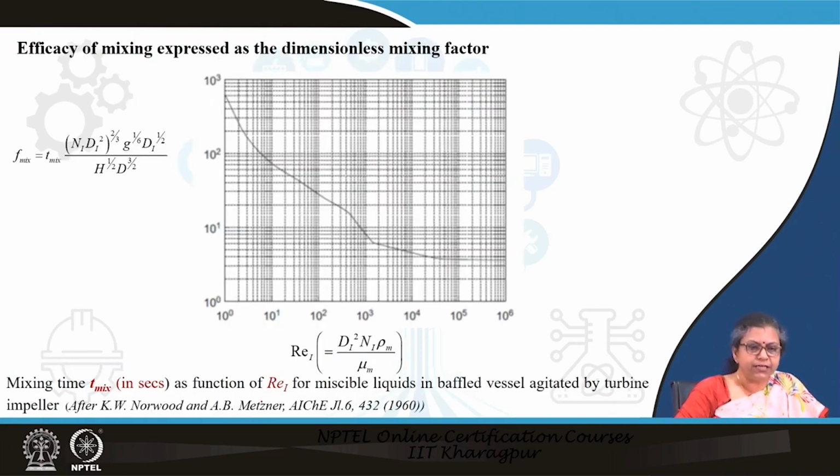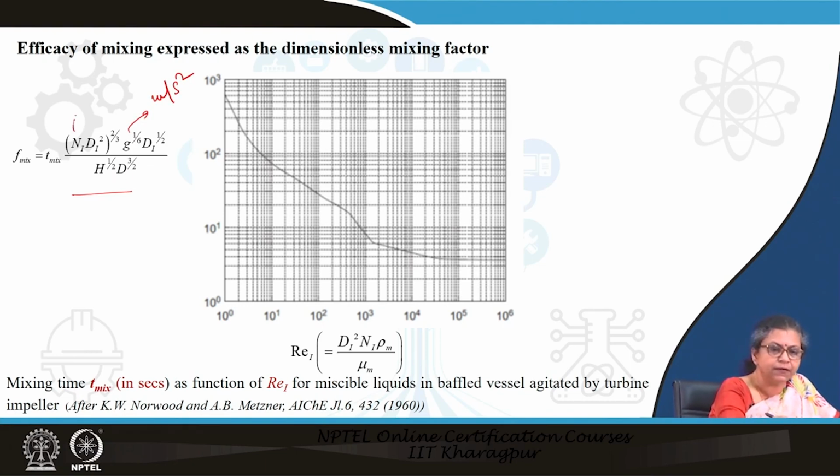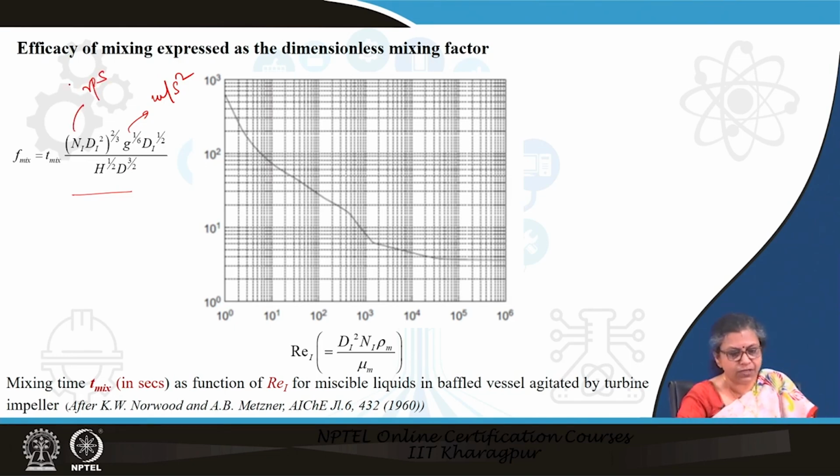Well, regarding the efficacy of mixing, again in this particular case you will find that it is expressed in terms of certain geometric parameters, and again for all these parameters the SI units have to be maintained. g is expressed in meters per second square, everything else is in meters, and this is in terms of RPS. So, from here also we can find out the T mixing in seconds.